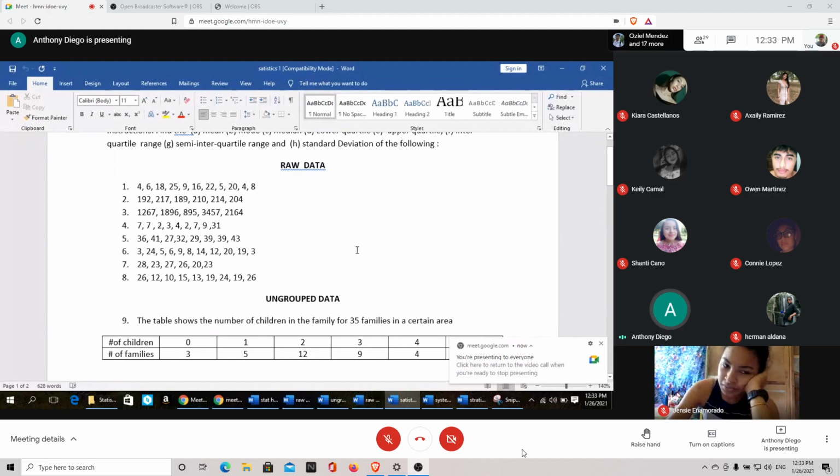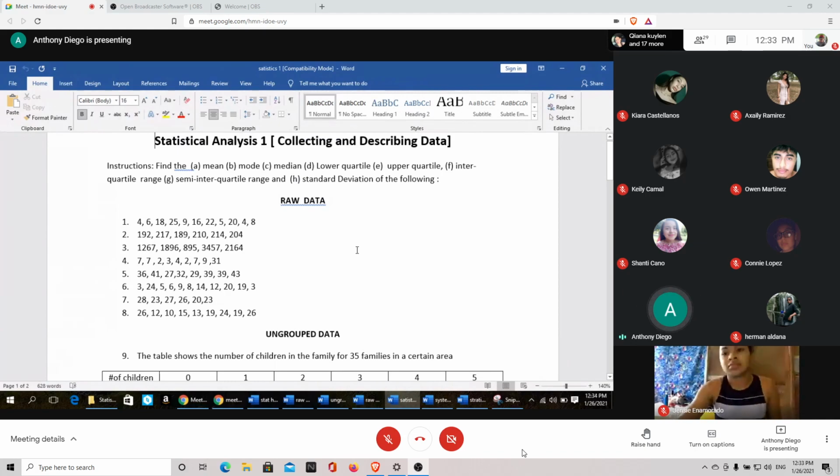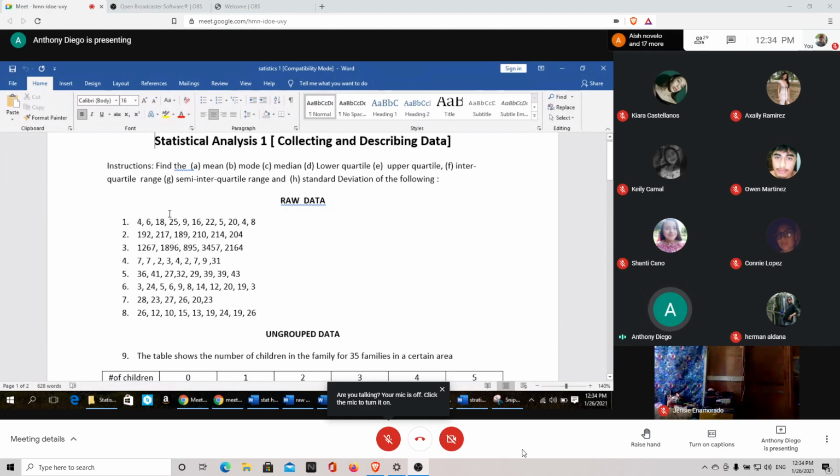Because what we will be doing, before I discuss what's happening, we will be finding the mean, the mode, the median, the lower quartile, the upper quartile, the interquartile range, G, the semi-interquartile range, and H, the standard deviation of the following. So this is raw data because that's what we're going to be looking at for the remaining part of this period. So we have the raw data. So all of these are raw data.